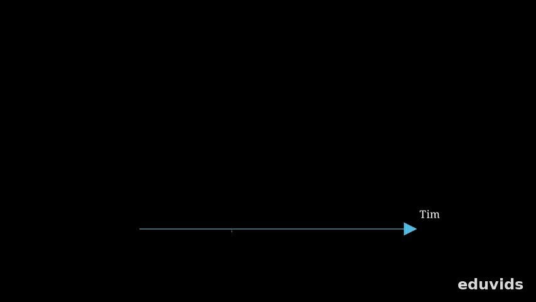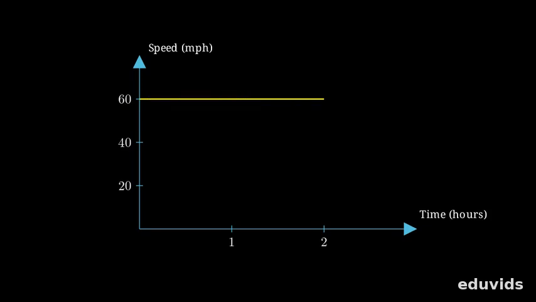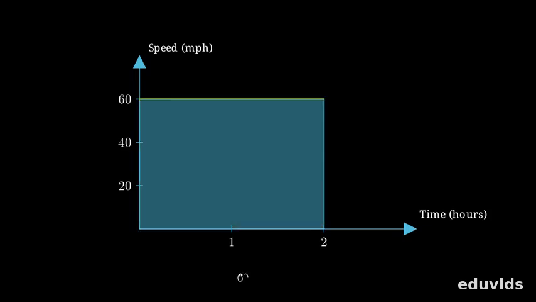For rectangles or triangles, area is straightforward. Length times width, or 1/2 base times height. A car at 60 miles per hour for 2 hours is a rectangle on a graph. Its area, 120 miles, equals total distance.